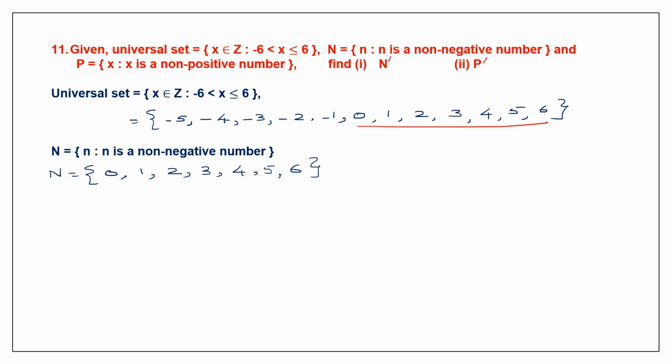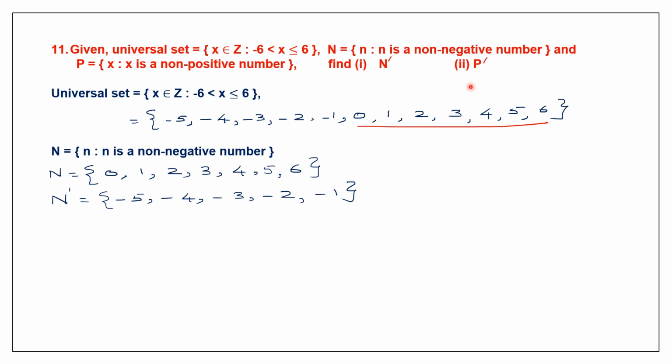Now we are asked to find the complement of set N. Complement of set N means we leave out all these elements and write the remaining elements which are there in the universal set. So what I have underlined belongs to set N. We will leave out that and write everything else. So it starts from minus 5. That will be minus 5, minus 4, minus 3, minus 2 and minus 1. Because here we have zero, we have to leave out these and write the rest. So we've got N dash.